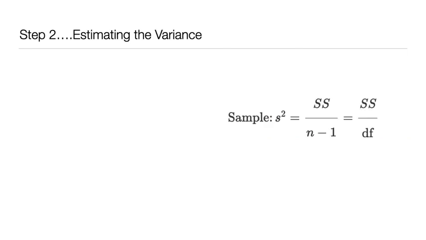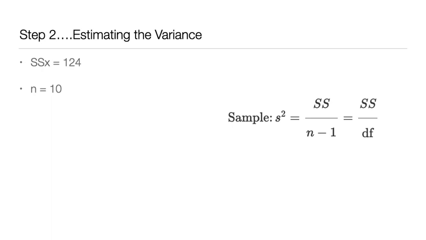Our next step in estimating that variance is we're going to take that sum of squares and divide it by our degrees of freedom. So we had a sum of squares of 124. We had 10 people in our sample. That will give us a degrees of freedom of 9.